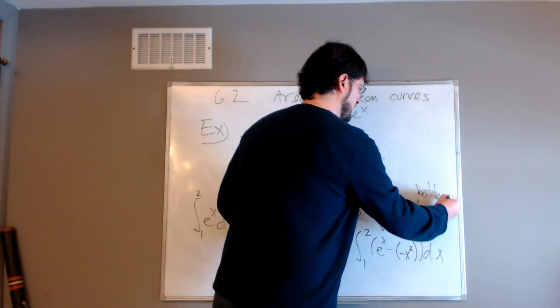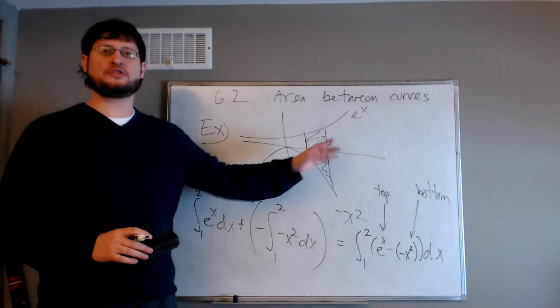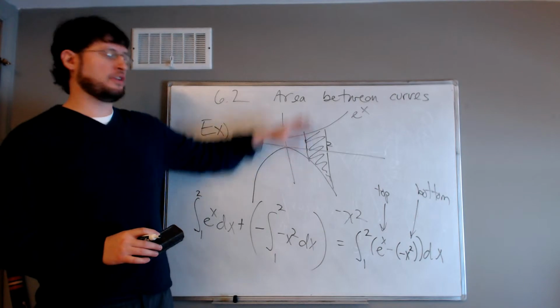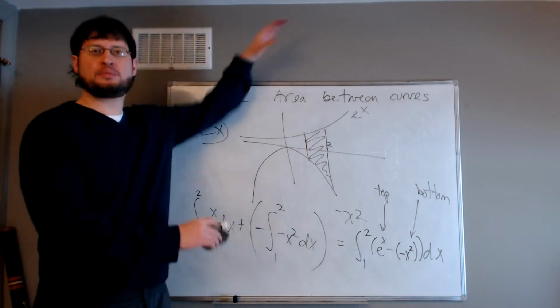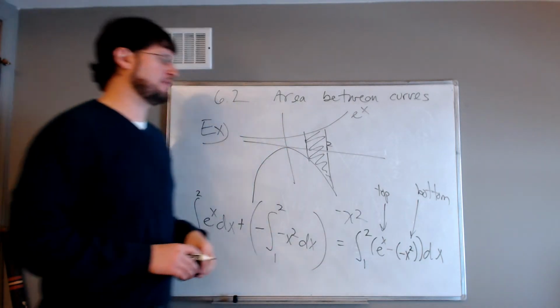And this is actually in general true. If I want to know the area between any two curves, no matter where they are, whether they're both above or they're both below or one's above and one's below, we're just going to integrate top function minus bottom function.